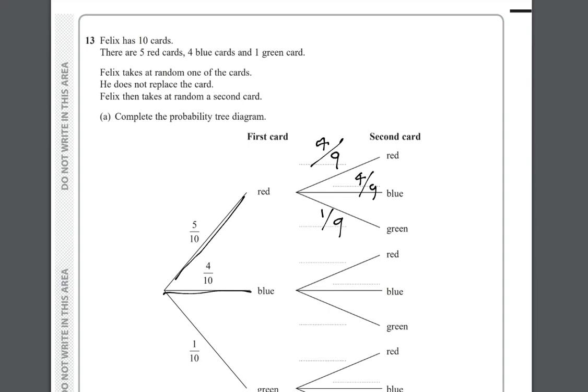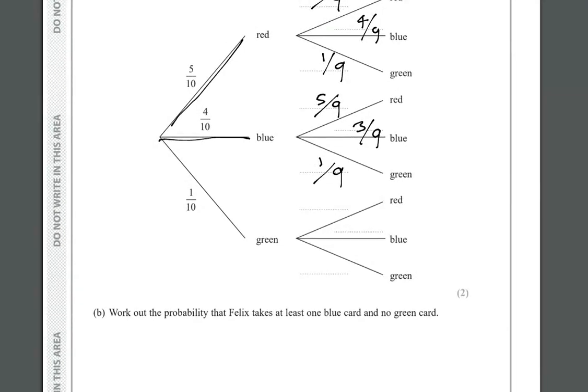In this route, if he takes out a blue to begin with, well, there are still 5 reds, but there are only 9 cards. Taken out a blue, so there's only 3 blues, still out of 9. Taken out a blue, there's still 1 green. And then going this way, taking out a green, well, there's no greens. Out of 9, sorry. How many reds are there? Well, there's 5 reds. There's 4 blues.